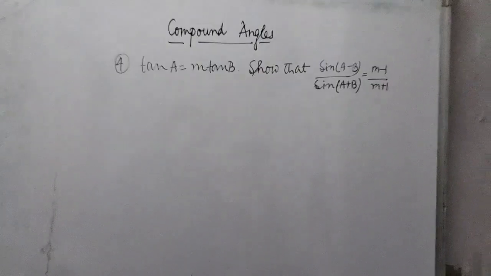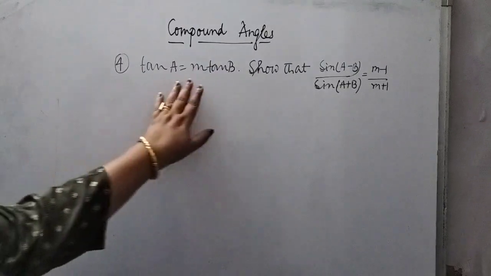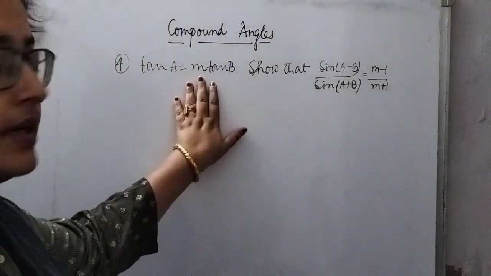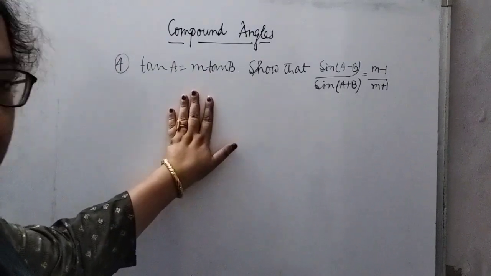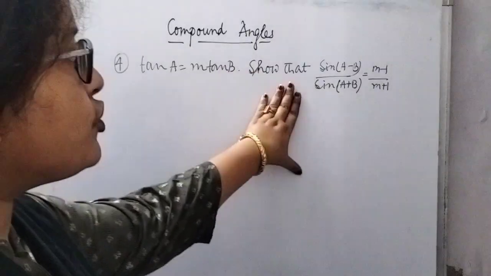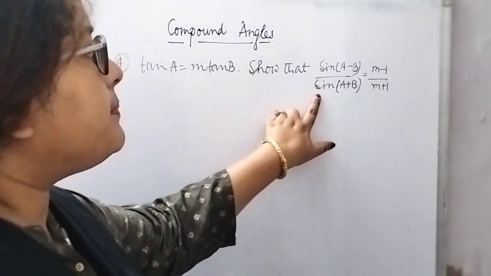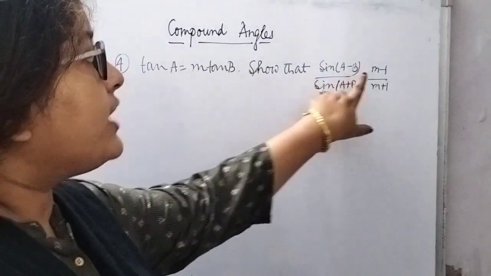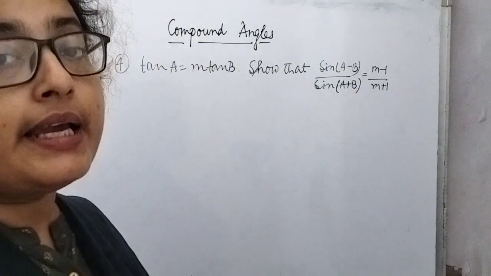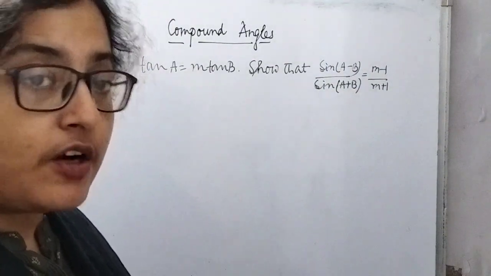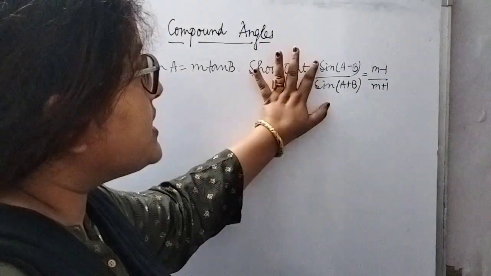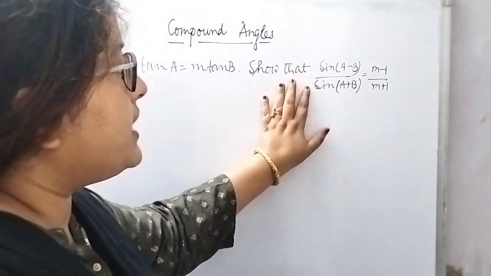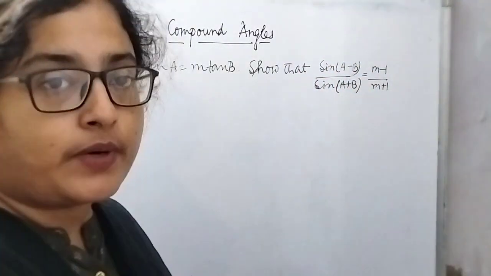Let's take another example. Here, tan A equals to small m into tan B. It's an integer, right? Small m is an integer. We have to show that sine A minus B by sine A plus B equals to m minus 1 by m plus 1. Observe the structure carefully. We have to show sine A minus B by sine A plus B equals to m minus 1 by m plus 1.